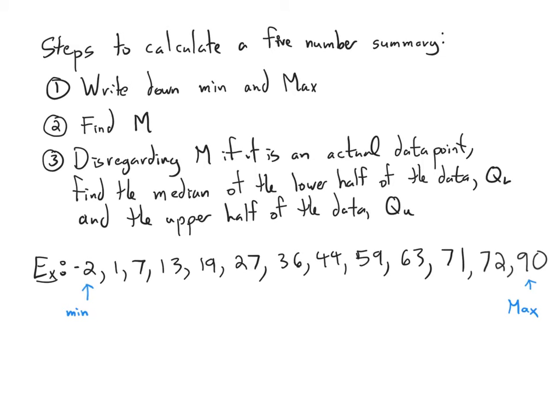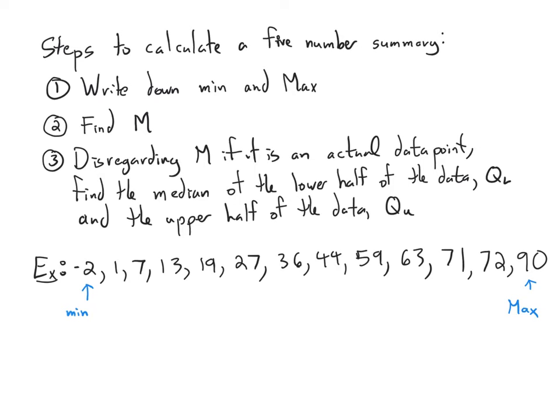Okay. Oh, and one quick note. I put these into numerical order before I wrote them down. But if you have a data set that's not in numerical order, you're going to have to order these from smallest to greatest. Okay, so now that we have the min and the max, let's find the median of our data set. You can count these. There's 1, 2, 3, 4, 5, 6, 7, 8, 9, 10, 11, 12, 13 data points.